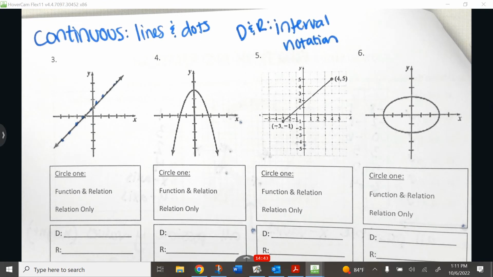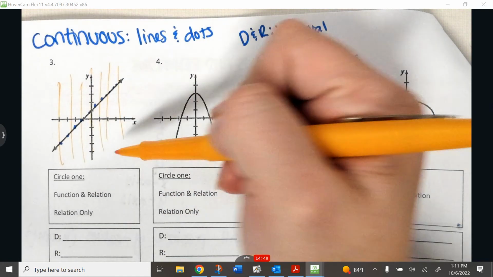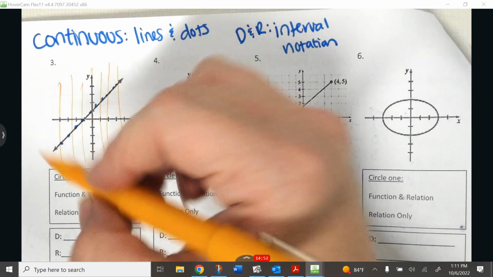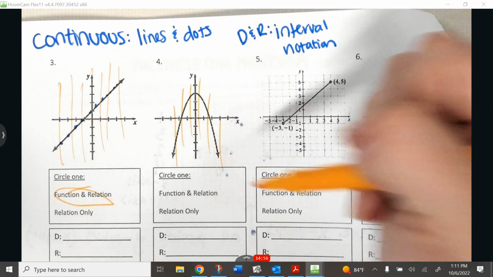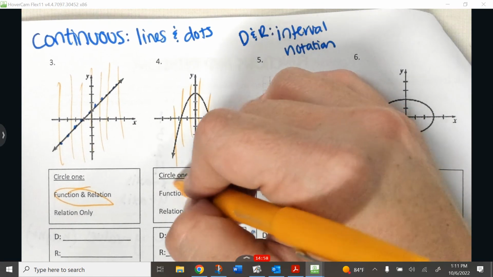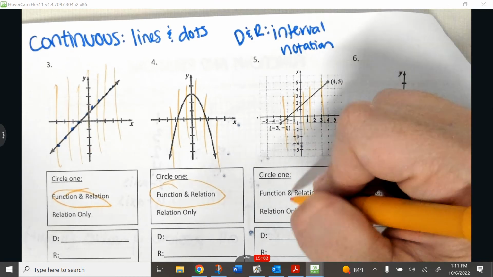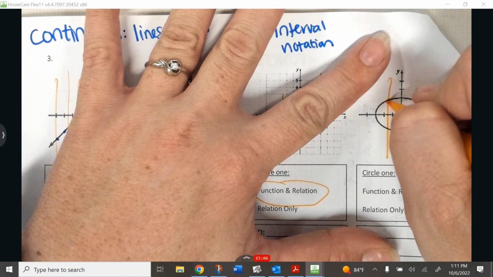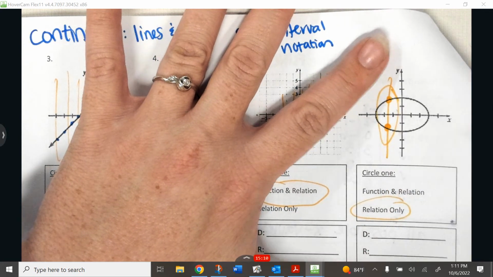Okay, so again, we still do the vertical line test. If I drew a bunch of vertical lines, does it ever touch more than once? No, so function or relation? Okay, what about this one? Function. Here, function. What about here? Relation, because it touched twice. Y'all see that?